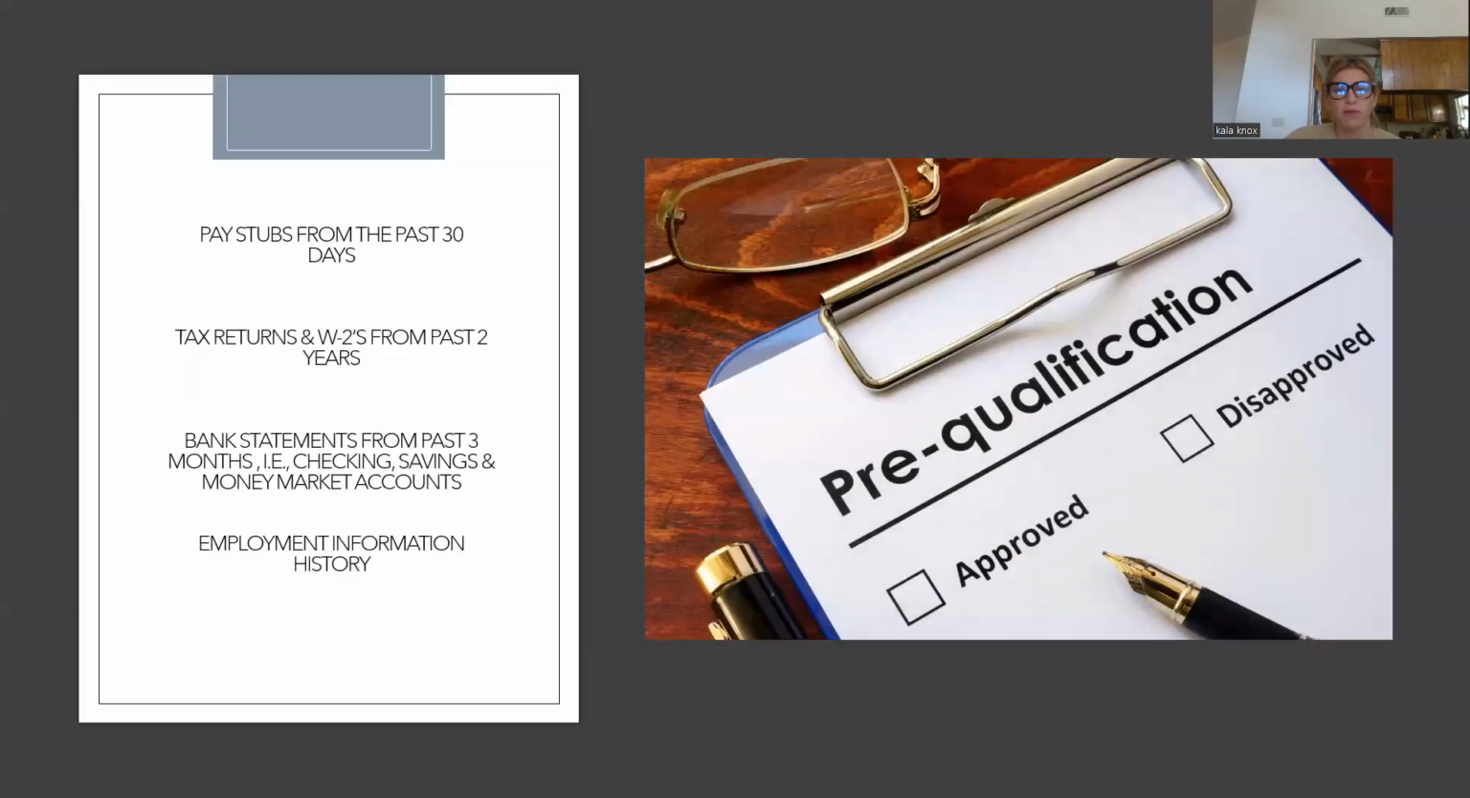So the first part of the real estate transaction process is getting pre-qualified. When you have made a decision to purchase a home, you're going to go to a lender and get pre-qualified.